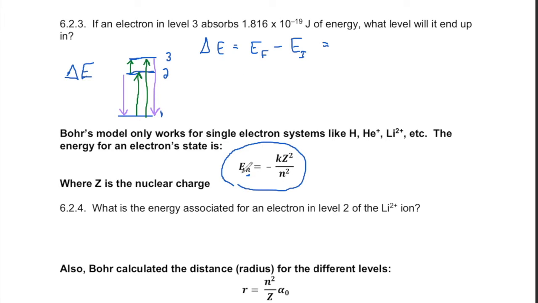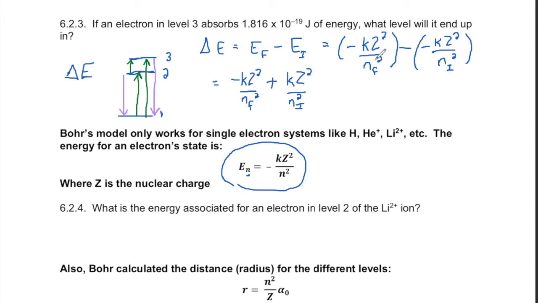So the E final would be negative kZ squared over n final squared, and we put an f here for the final level. And then we subtract the initial energy, and the initial energy is negative kZ squared over n initial squared. So these two negatives become a positive, so that it ends up being negative kZ squared over n final squared plus kZ squared over n initial squared.